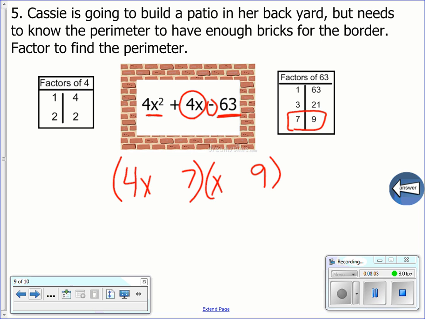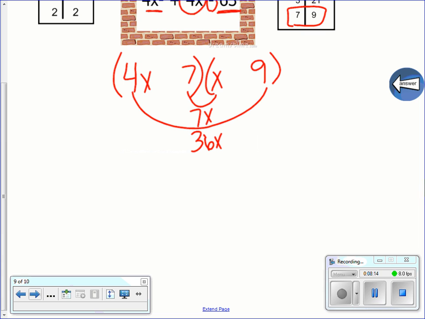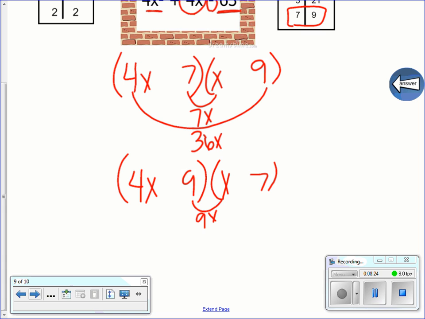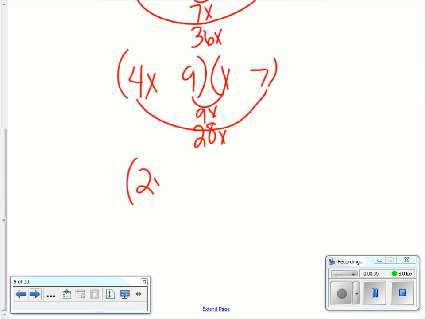So if I start with 4x and x, and I'll try 7 and 9 in there. Remember, one of them has to be subtraction. This would be 7x, and this would be 36x. And no subtracting there will get me to 4. Let's try it again. Let's try switching it. 4x and 9 and x and 7. So again, this gets me 9x, and this gets me 28x. So nothing in there is going to get me to 4. So let's try 2 and 2. 2x and 2x, and 7 and 9.